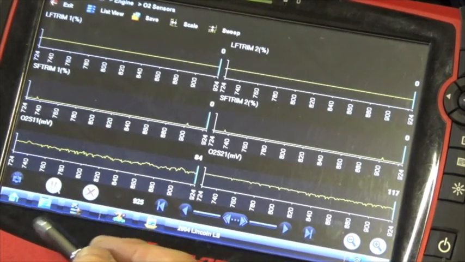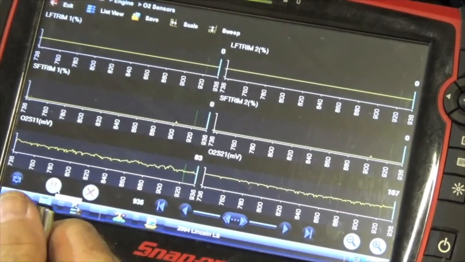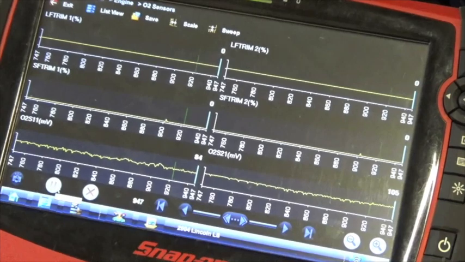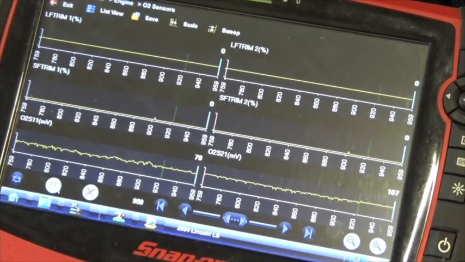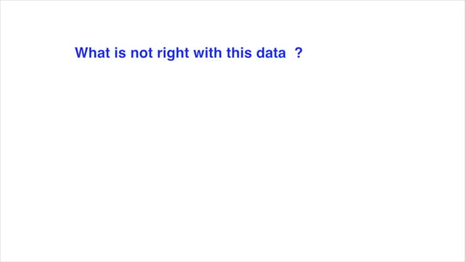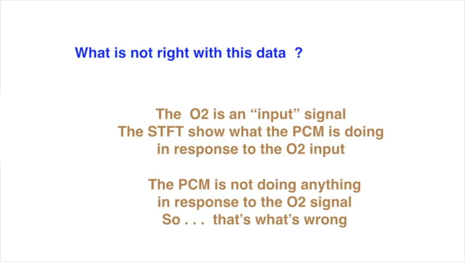So we're going to start this back up again. So something's not right here. What is it? What is not right with this data? The O2 is an input signal. The short-term fuel trim shows what the PCM is doing in response to the O2 input. The PCM here is not doing anything in response to the O2 signal. So that's what's wrong with this data.